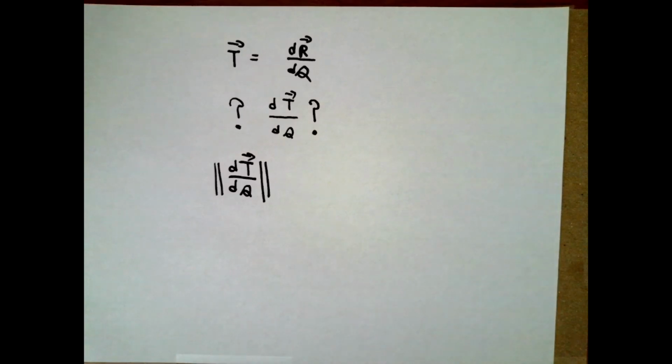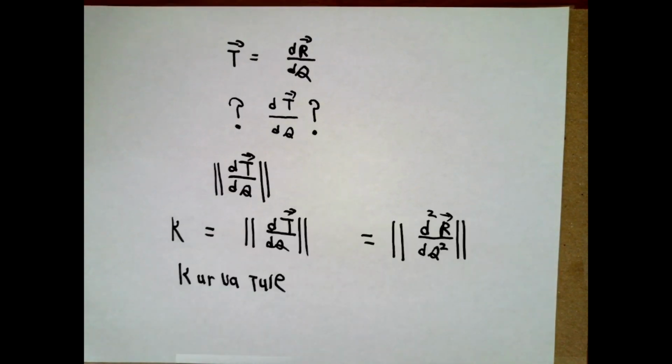To get a single number, which tells us something about how curved the path is, we will take this dT ds vector and take its magnitude. We'll make up a special name for this. We'll call this number capital K, not to be confused with the vector of length 1 that points in the positive z direction. This is a number.